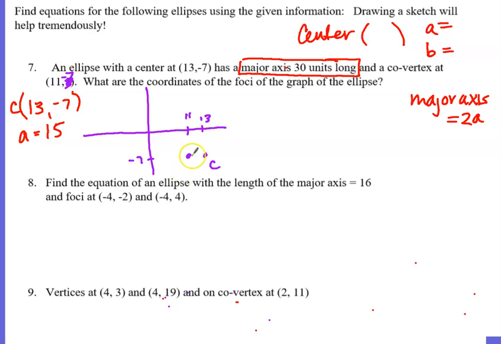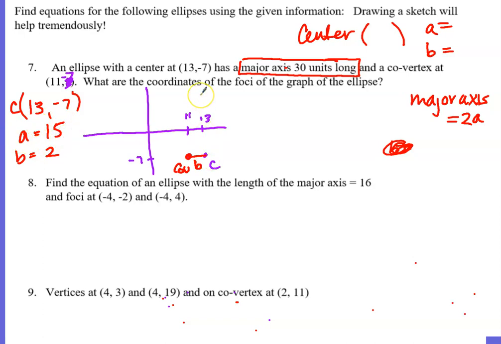Well, first of all, if this is a co-vertex, guys, then remember, from center to co-vertex, that's the shorter one, so this has to be B. Remember, center to co-vertex is B, so that's B. So now we know the distance. How far is it from 11 to 13? Just 2. We also know that if this is the B direction, then my A direction has to be the vertical way. Do you see that? Because if this is the direction of the co-vertices, then the vertices have to be vertical.